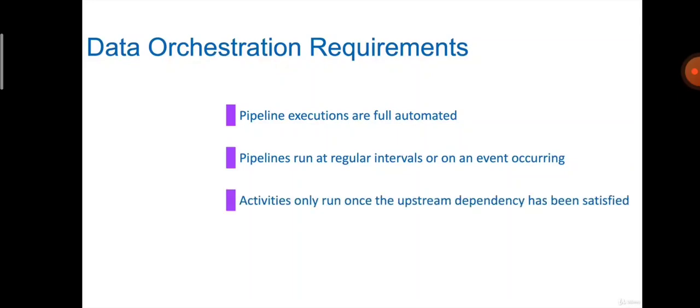Next, we want our activities to execute only when the upstream dependency has been satisfied. For example, we want the transformation activity to execute only when the copy activity to ingest the data has succeeded. Finally, we want the solution to be easy to monitor for progress, and also we want to be able to resolve any issues with ease.